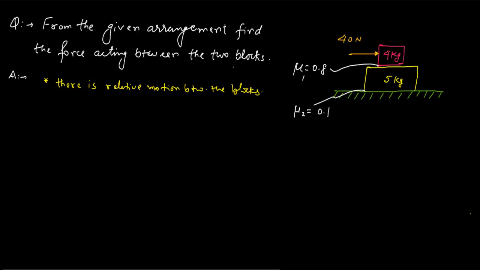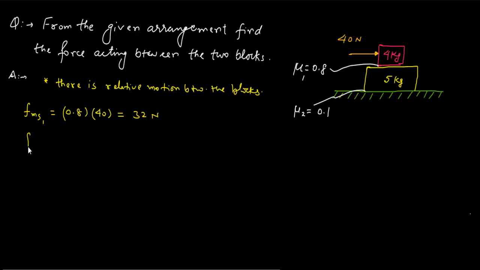So let's calculate the force of maximum static friction between the blocks. Let this be FMS1, and it is equal to coefficient of friction 0.8 and the normal reaction between the two surfaces. The normal reaction is the action of this 4 kilogram block on the 5 kilogram block, and that is 40 Newton. So our force of maximum static friction is 32 Newton.